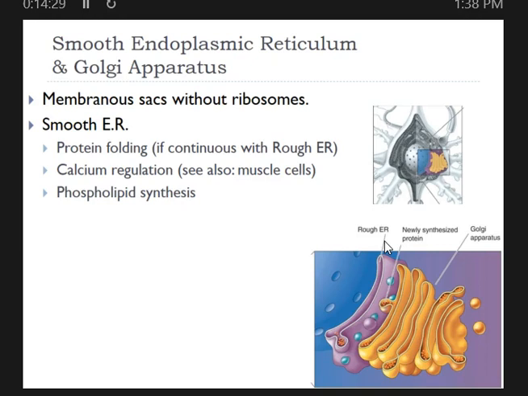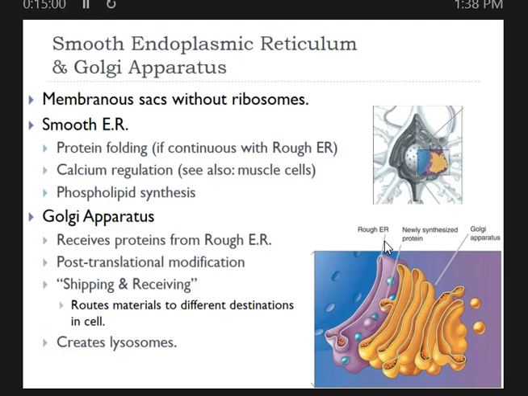So smooth endoplasmic reticulum is critical for calcium regulation as well as some other ion regulations. And it's also critical for phospholipid synthesis. Phospholipids are those little molecules that we talked about that are fundamental to the cell membrane. They're also basically what composes the endoplasmic reticulum and the Golgi apparatus and the smooth ER. All the membranes in and outside of your cells are composed of phospholipids, and we make a lot of them in the smooth endoplasmic reticulum. So that's a major function for smooth ER as well.